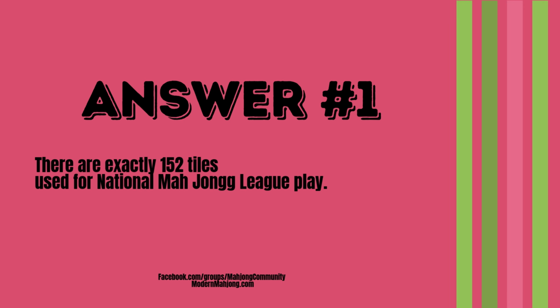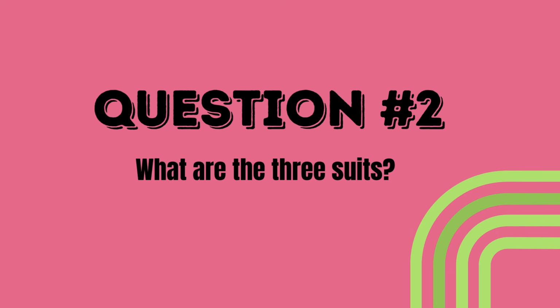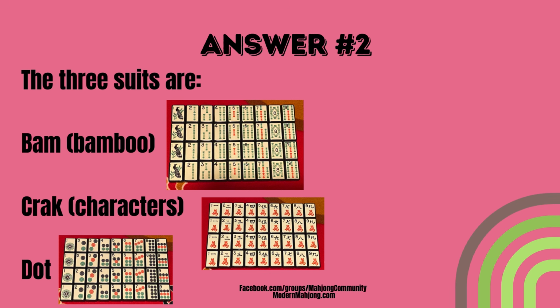Throughout this video, if you want, you can pause and then hit play when you're ready to go on to the next question. So let's move on. What are the 3 suits used? The 3 suits are Bam for bamboo, crack for characters, and dot. Dot is also sometimes called circles in other forms of Mahjong. This video is based on National Mahjong League rules.